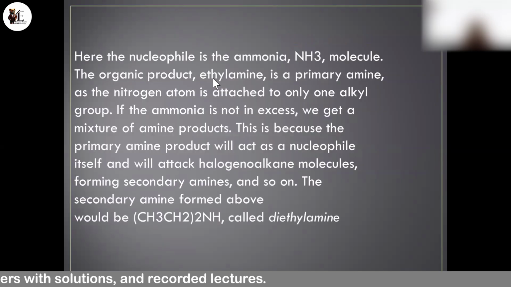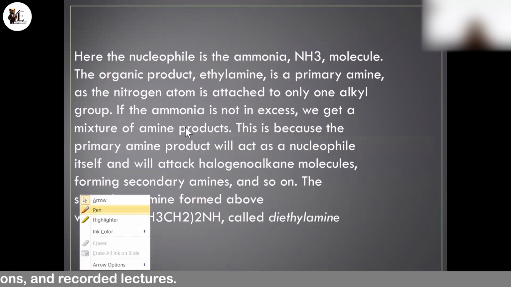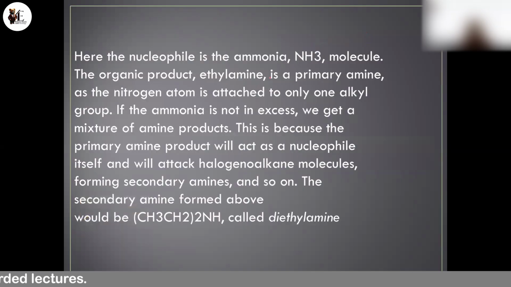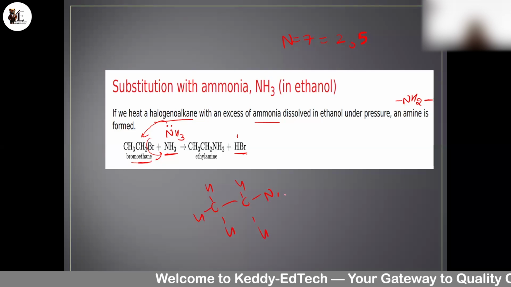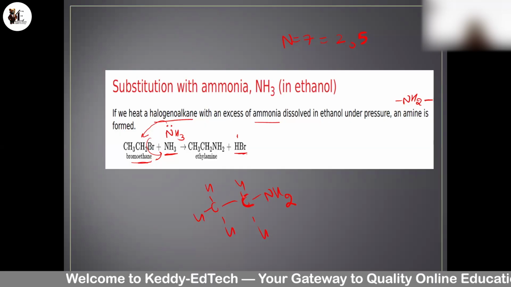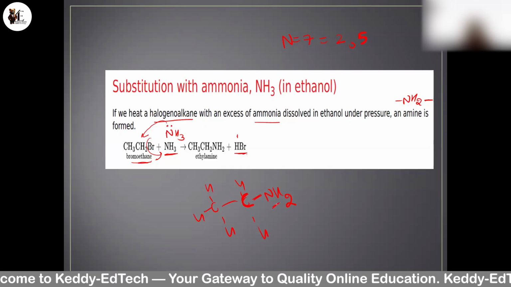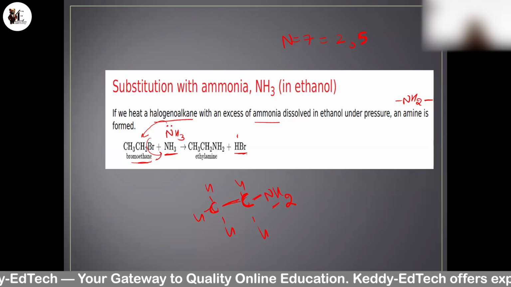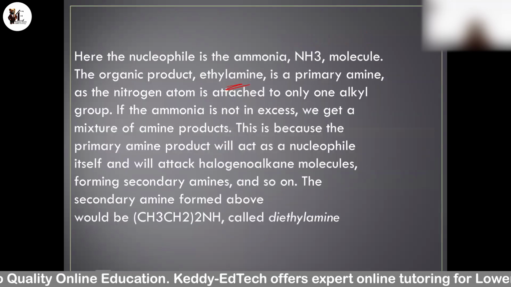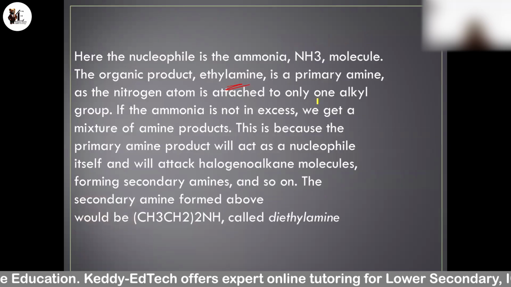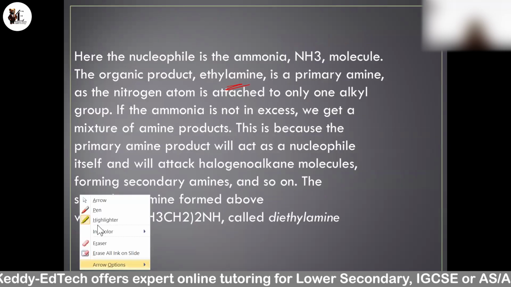Okay. So in this reaction, the nucleophile is the ammonia molecule. The organic product is ethylamine. It is a primary amine. Why is it a primary amine? Because if you draw the structural formula, it is CH3CH2NH2. The carbon atom which is attached to this amine group is further connected with only one carbon atom. So that's why it is a 1 degree amine, or the primary amine. As the nitrogen atom is attached to one alkyl group, it is a primary amine.